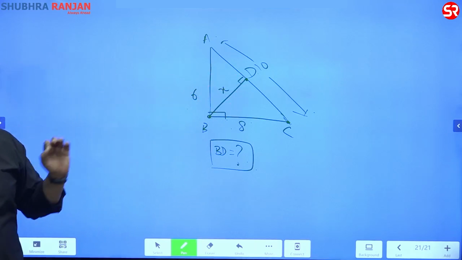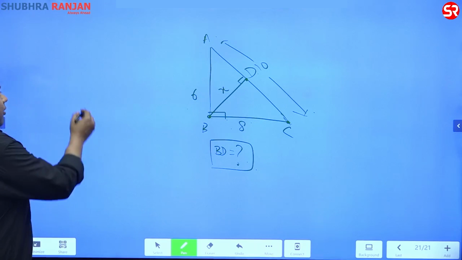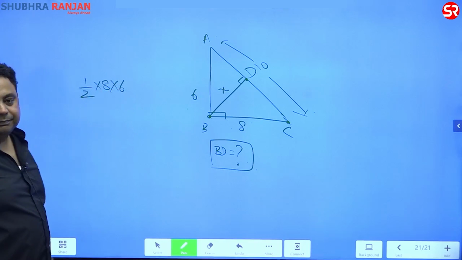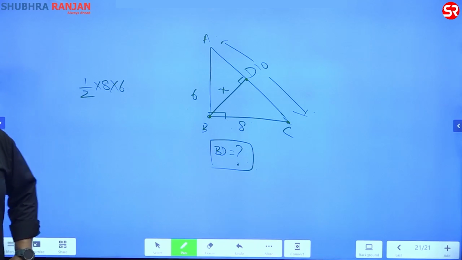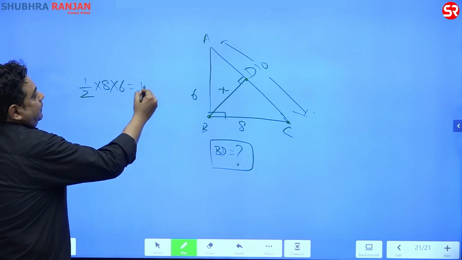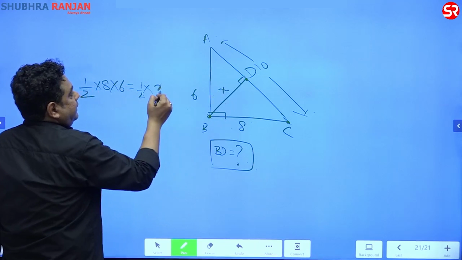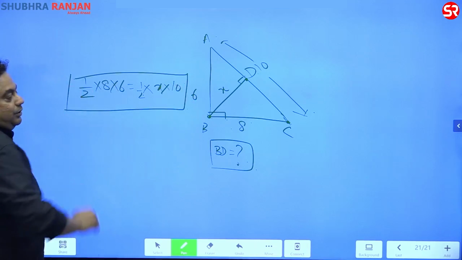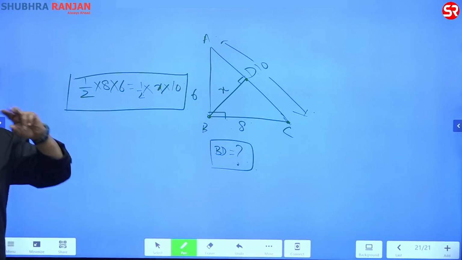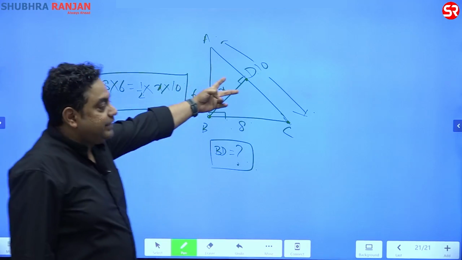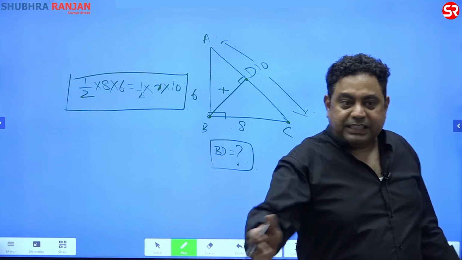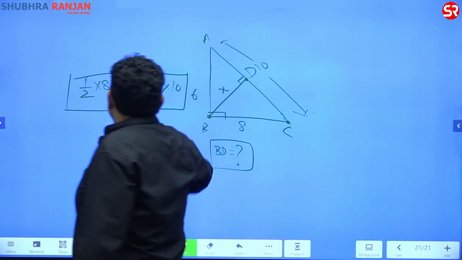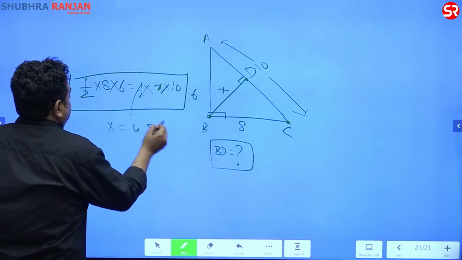But now listen to me. What is the area of this triangle? Sir, half, base 8, height 6, half into 8 into 6. This is also a height, isn't it? X into base 10. This is something missing in most of the students: the vision of having area when the base is 10. I said x is the height, right? And this half and half cancels out. So your x comes out to be 4.8.